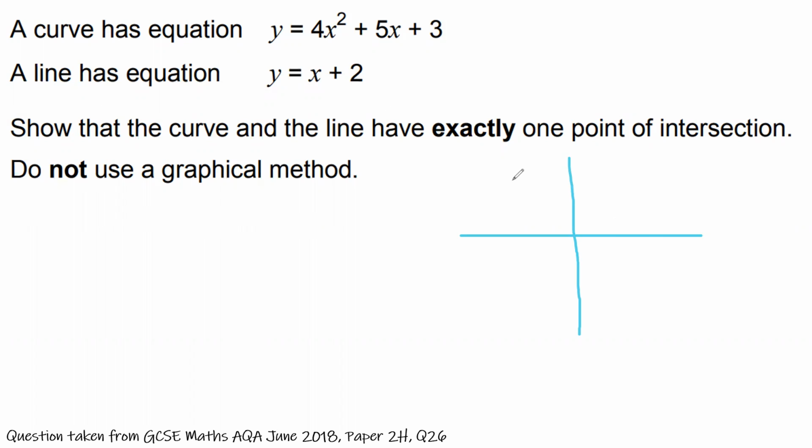We've got a graph looking like this. We've got a curve, so we know it's got an x squared, so it's going to look something like this, and then we've got a line. Typically, if a line crosses a curve, it has 2 points of intersection because it will cross at 2 different points. But here we've been asked to show that the line only has 1 point of intersection, for example going something like this, where it only intersects the curve at 1 point. But we've been asked to show all this without using a graph.